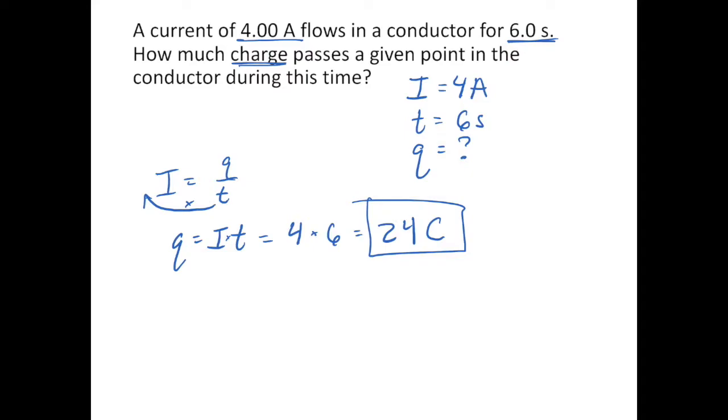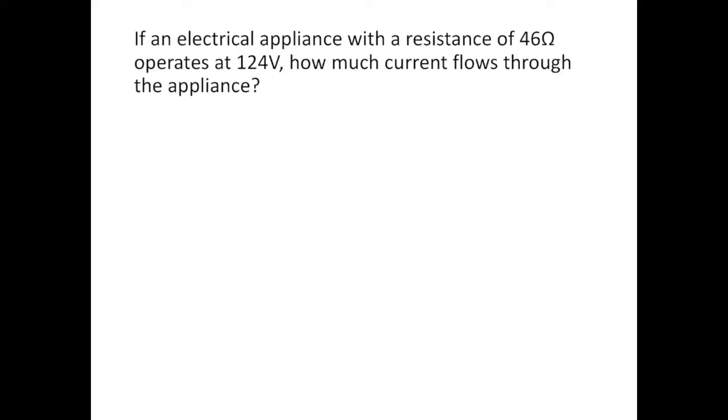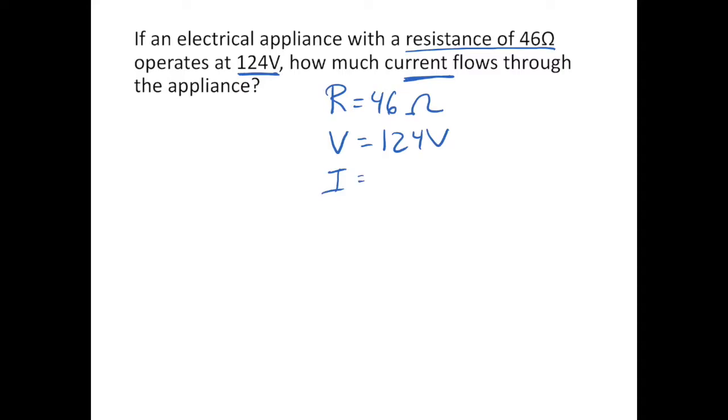All right, let's move on. Another example here. An electrical appliance with a resistance of 46 ohms operates at 124 volts. A little bit strange, but okay. How much current flows through the appliance? All right, R equals 46 ohms. V, voltage, equals 124 volts. And then current equals question mark.